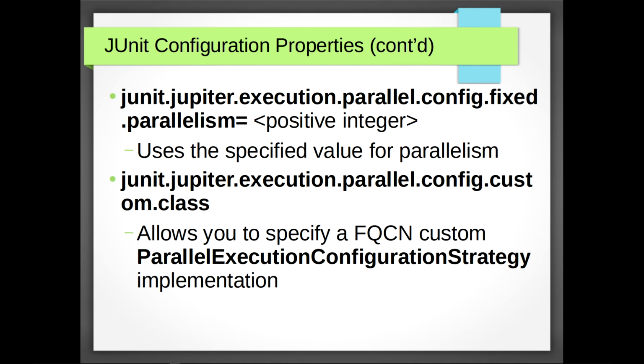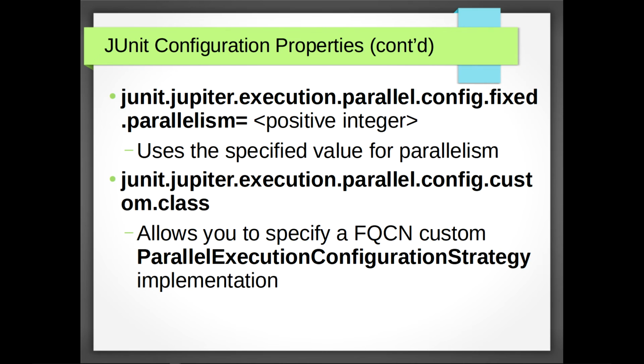Alright, the next one deals with the custom parallelism configuration strategy. It allows you to specify the fully qualified class name of a custom parallel execution configuration strategy interface implementation. So this configuration property would be junit.jupyter.execution.parallel.config.custom.class.